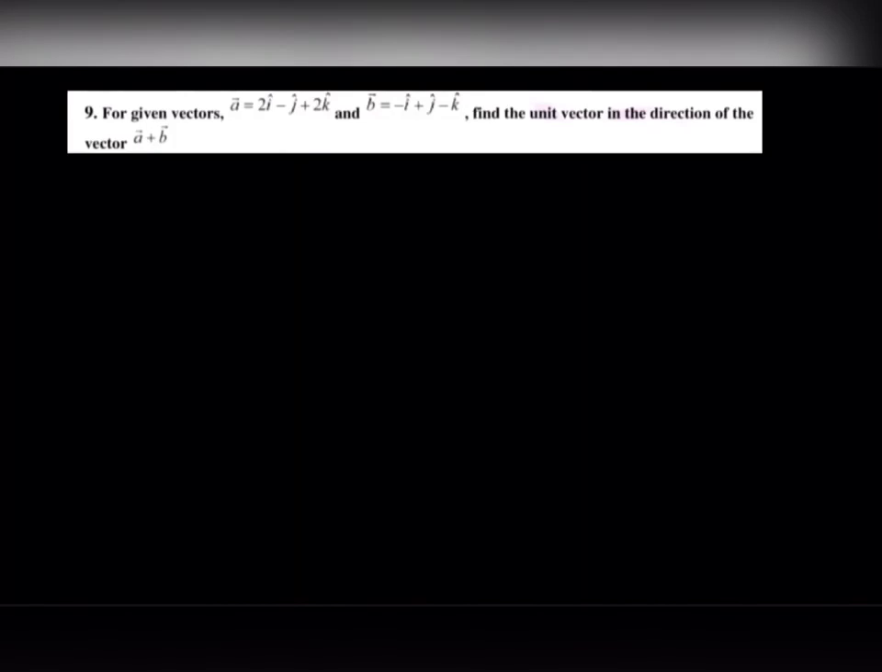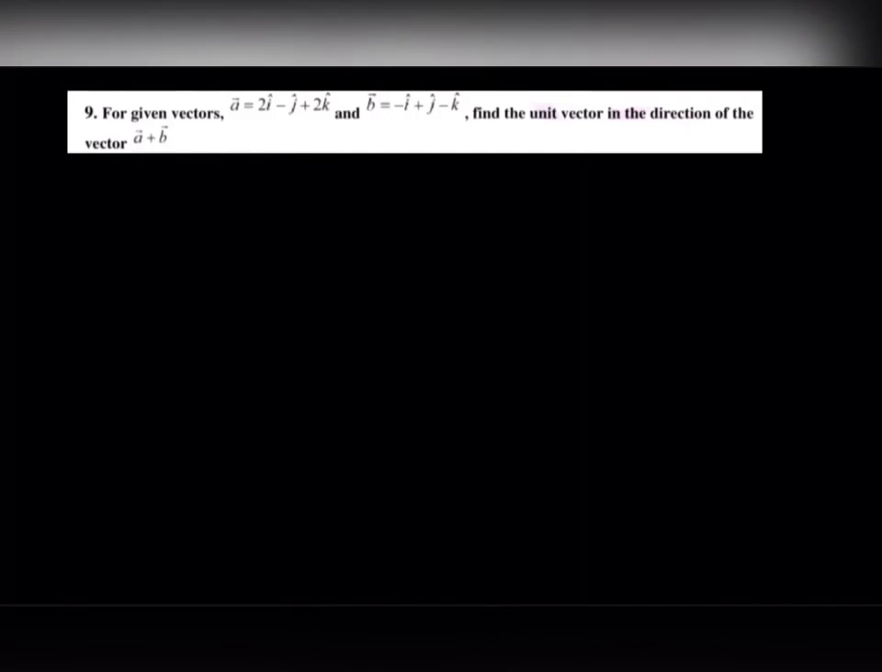We'll start with question number 9. For given vectors, vector A is equal to 2i cap minus j cap plus 2k cap and vector B is equal to minus i cap plus j cap minus k cap, find the unit vector in the direction of vector A plus vector B.